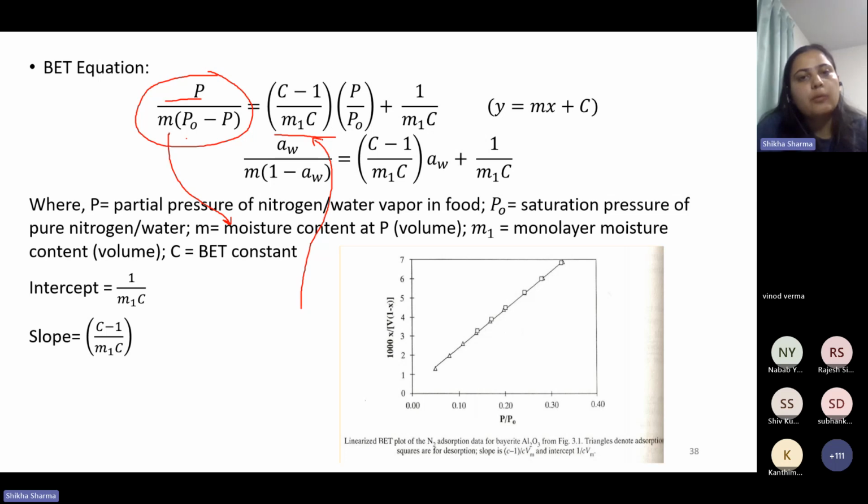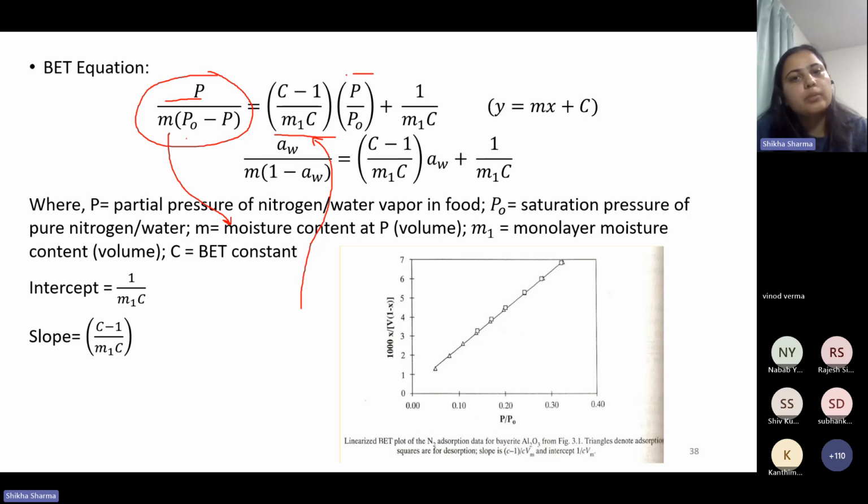P upon M1, which is when there is formation of the water layer on any food product, there will be many layers; even a monolayer can form, or multilayers can be formed. So here we are only considering that if water is coming and attaching to the food surface, it's just the monolayer formation. So how much volume of water is attached to the food surface is M1.